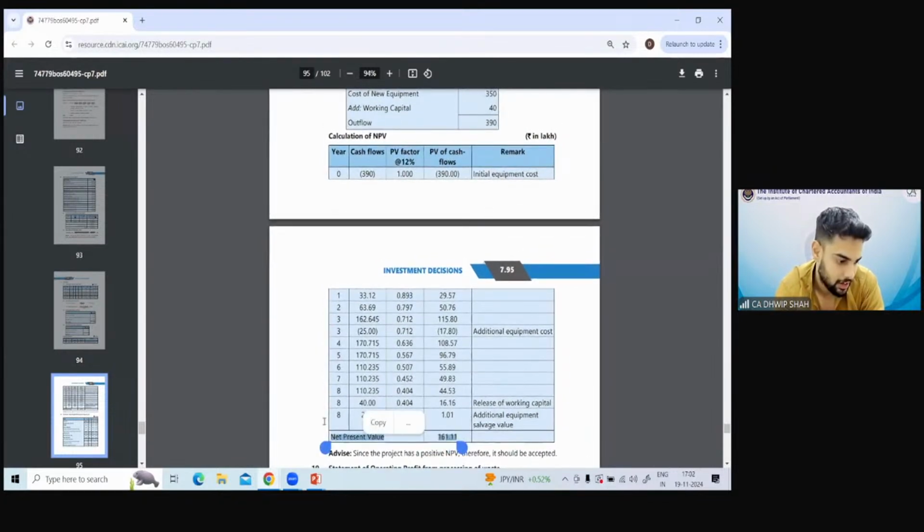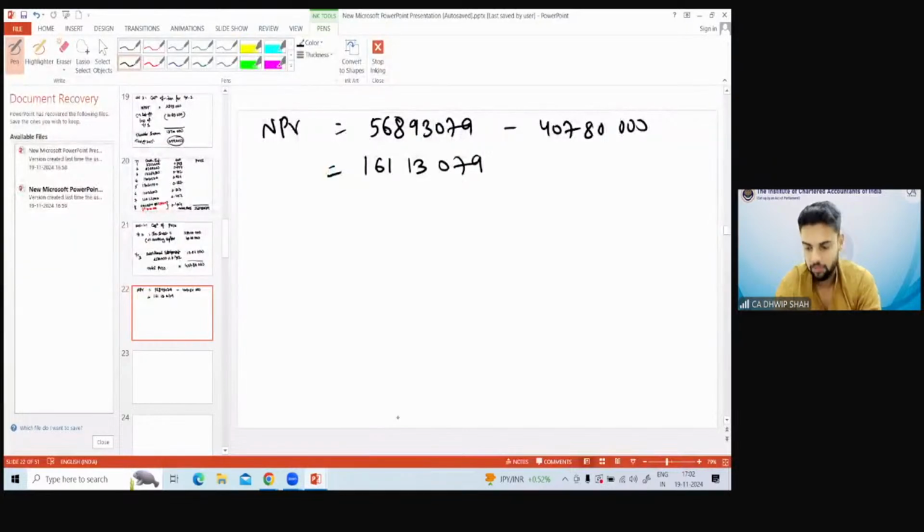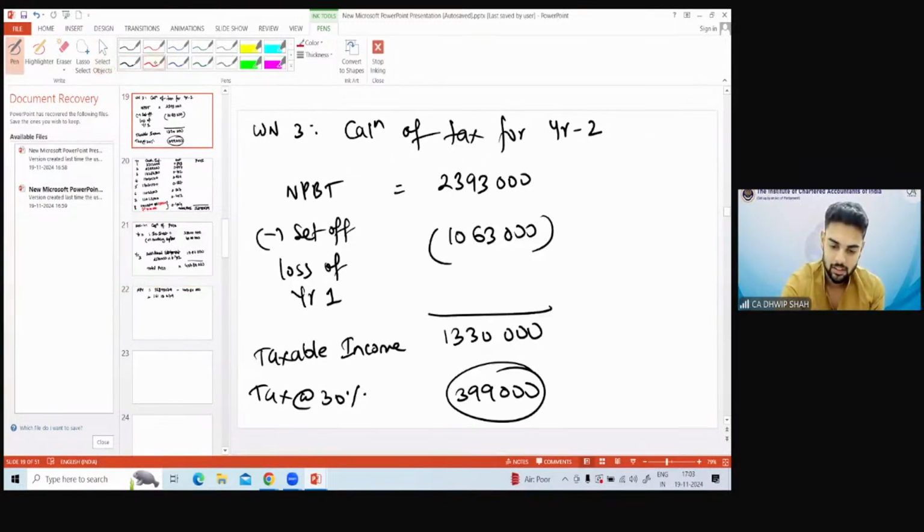Can you see this? Even ours is coming 161.13. They have converted in lakhs. Any questions? This was a lengthy question, but the only unique point in this question was the setting of the losses against the income of next year for tax purpose. The question was lengthy for solving purpose, but the only unique point was setting of losses against income of future years.